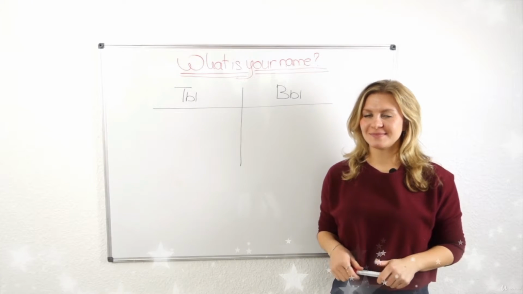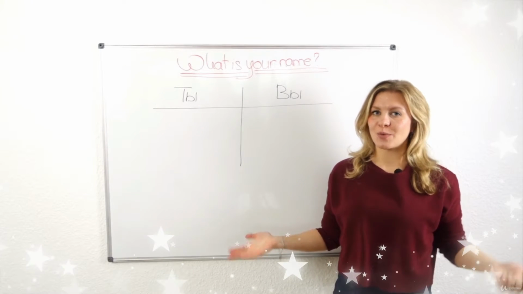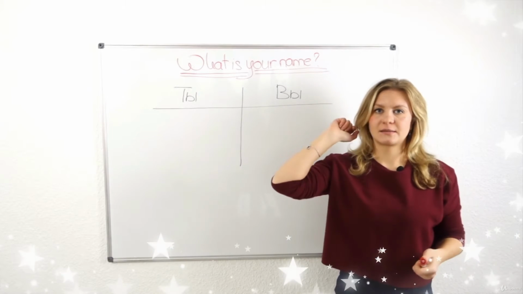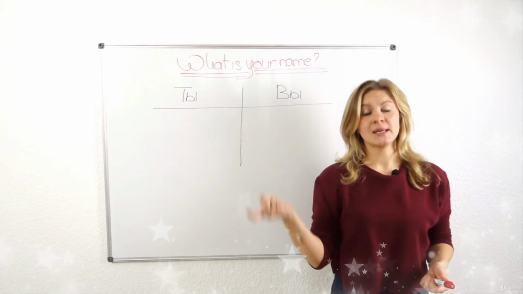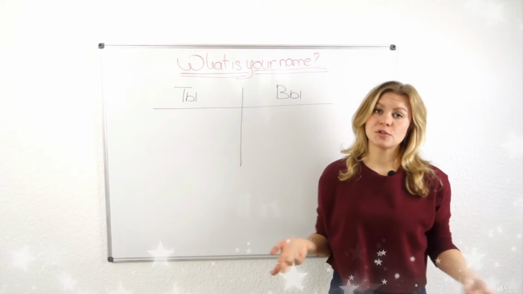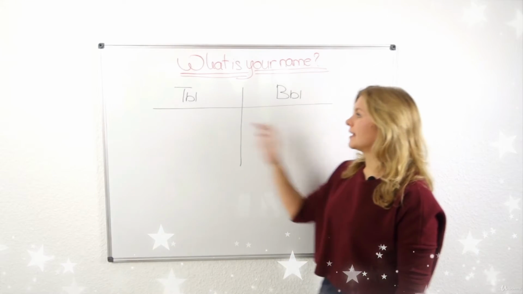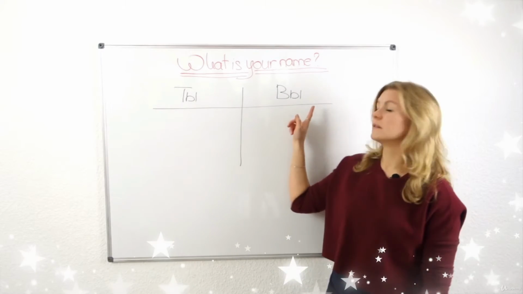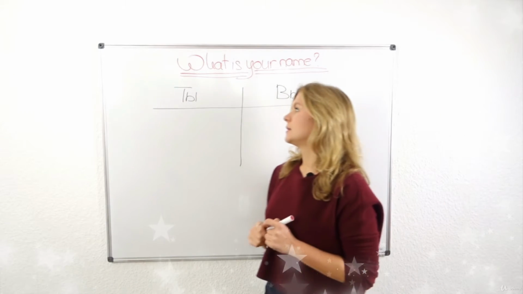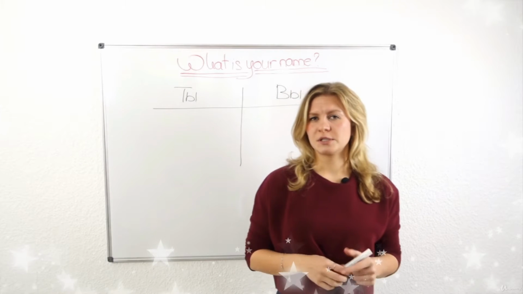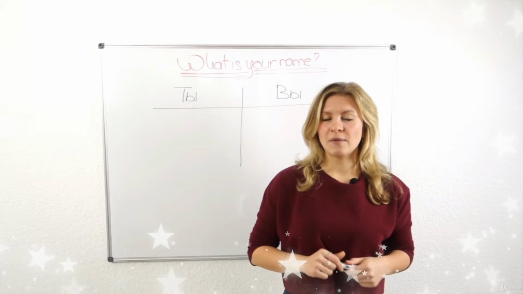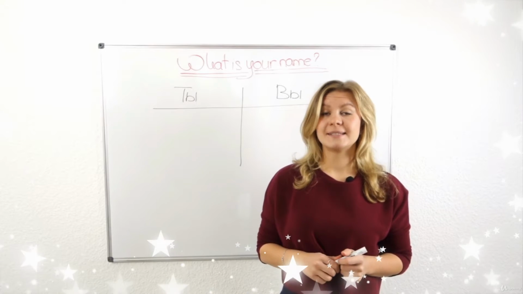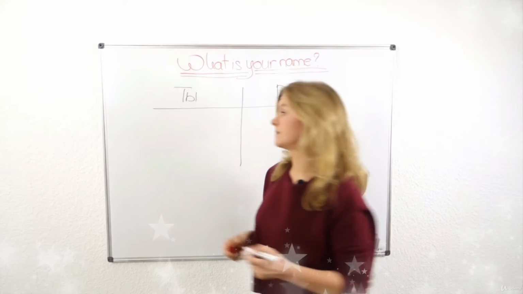Привет-привет. Now, finally, we are going to learn how you can ask about the name of another person and how you can introduce yourself. Again, we have the same two forms, ты and вы. There are three options to ask what is your name in the informal form. And the first one, как тебя зовут?